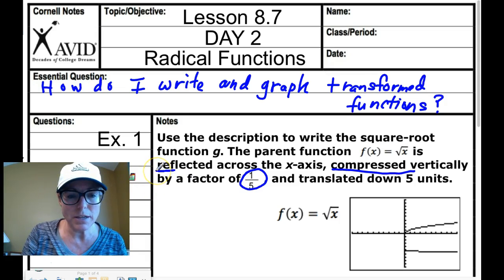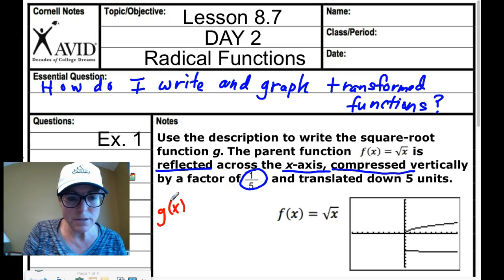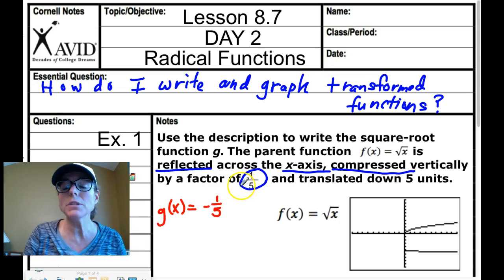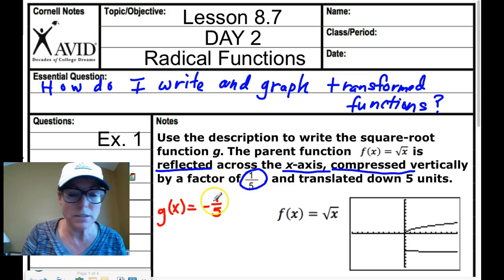So we have reflected, and it's the x-axis. So that means your y's are changing, so the negative is out front. So we're going to start with a g of x right here. G of x is equal to, I know my negative is out front because that's what the reflected means. And compressed, that's the 1/5. The compressed has nothing to do with the negative. The negative is reflected across the x-axis.